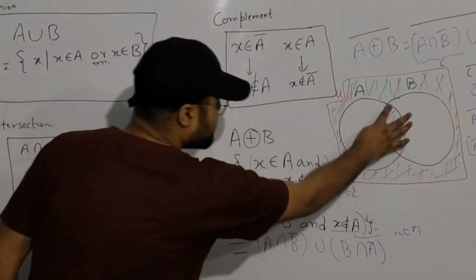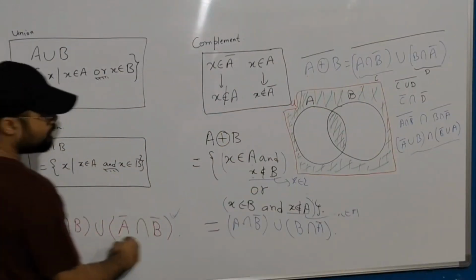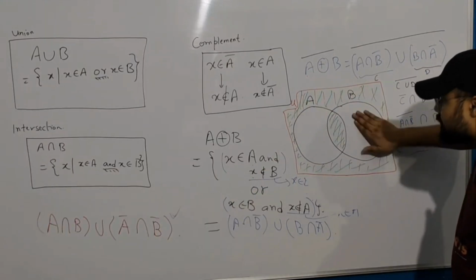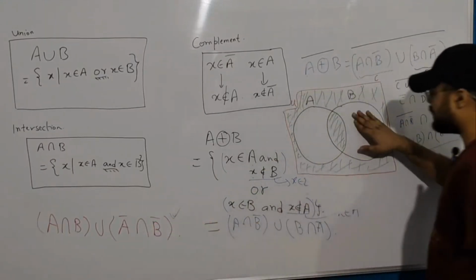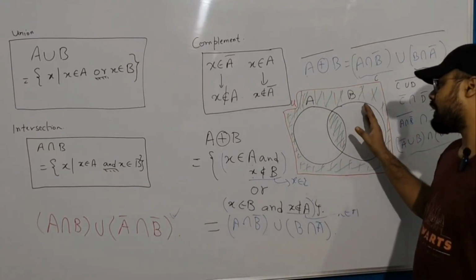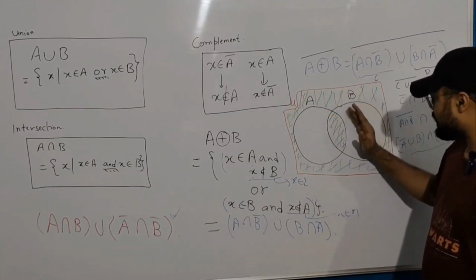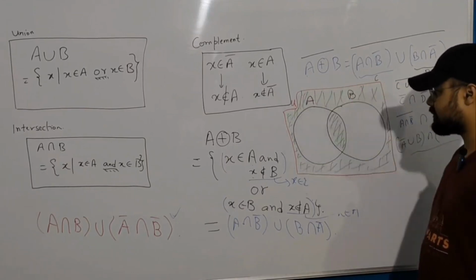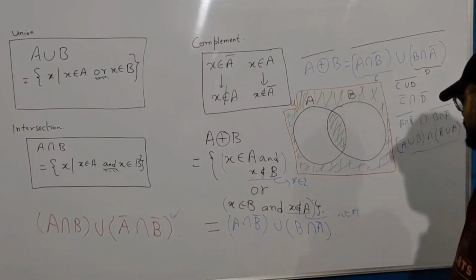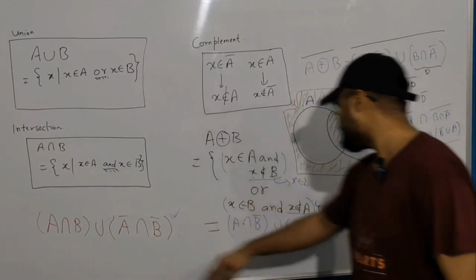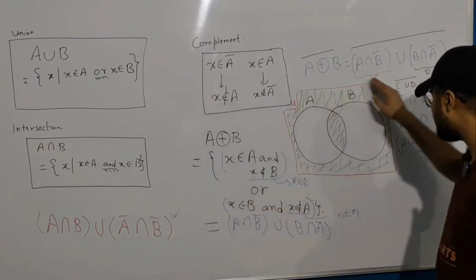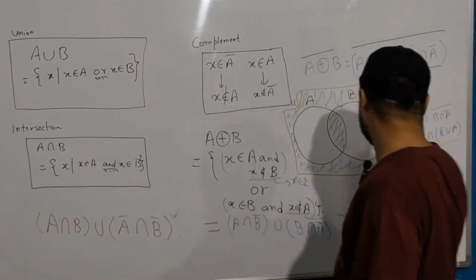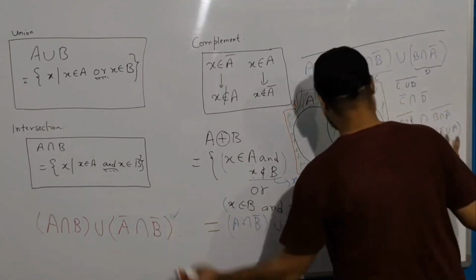A intersection B includes these regions. Union A complement includes all of this, but the region with B also. But then I am performing intersection with B complement, so it has to also come under B complement. So this B portion is gone. So it will only include all of this, right? So A intersection B complement will include all of these regions, and A intersection B includes these regions. So this expression and this expression are same.